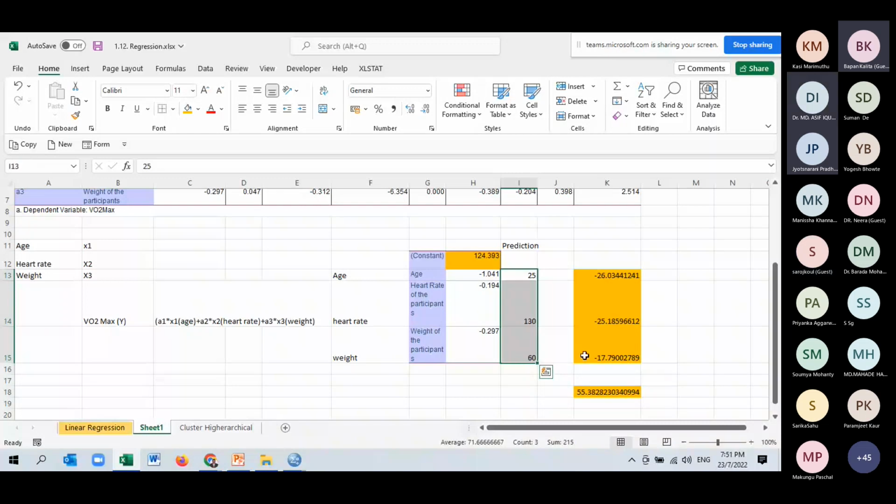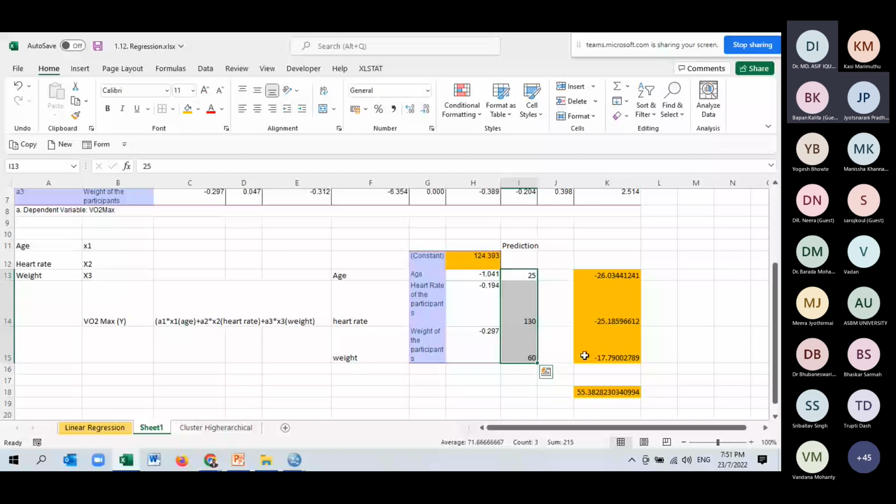Okay, understood? Is there any role of the value here, sir? Whatever we are quantifying, sometimes it comes 31, 29 or 55, whatever. Is there any role of this value?